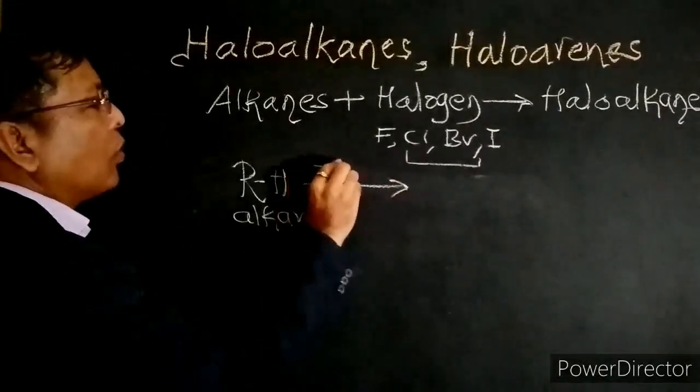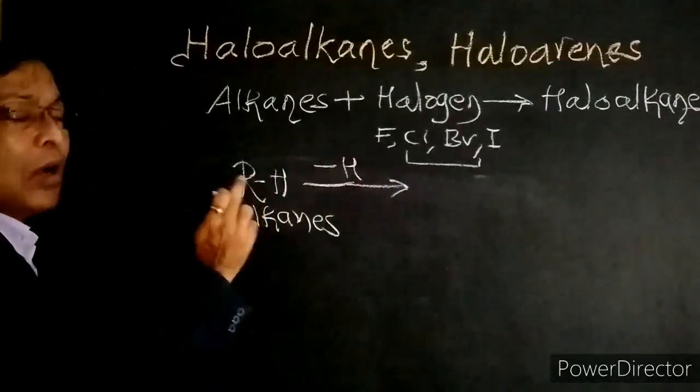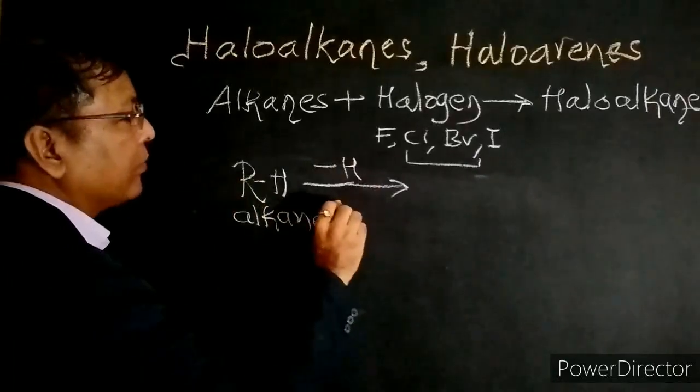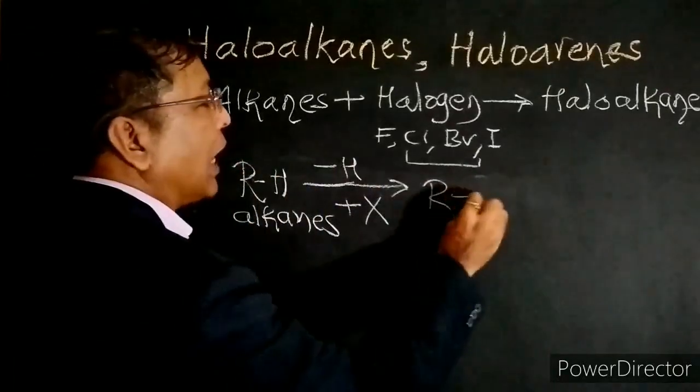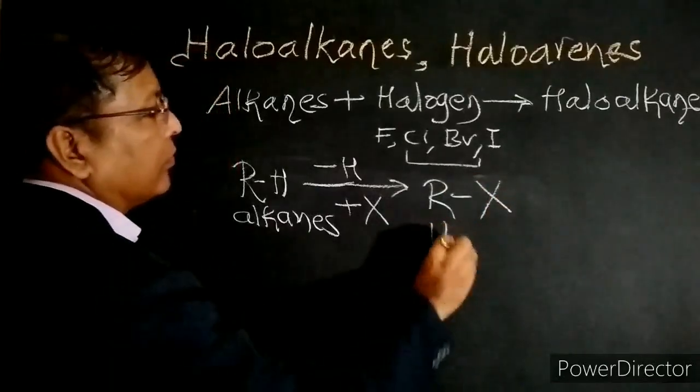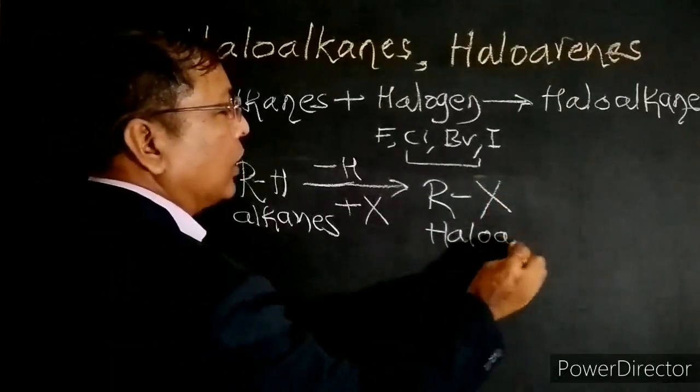When one or more hydrogen atoms of alkanes are replaced by halogen atoms, we get haloalkanes.